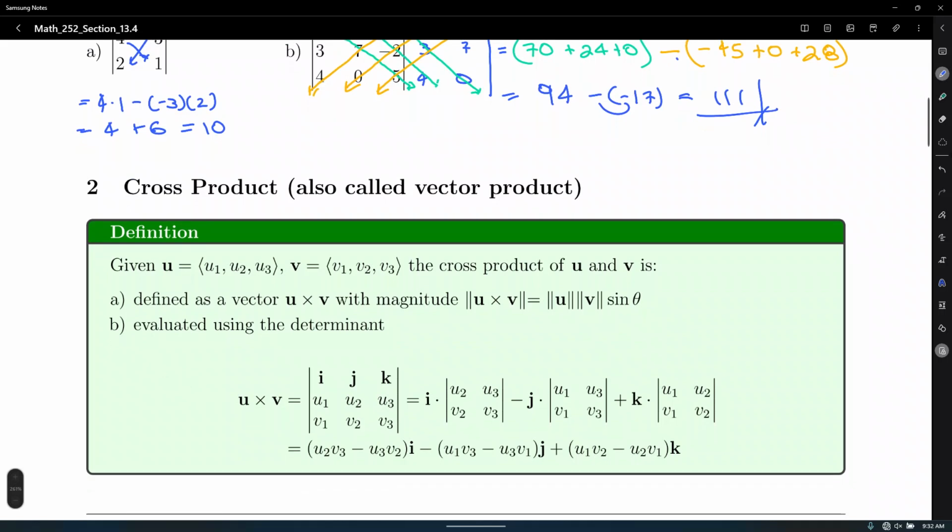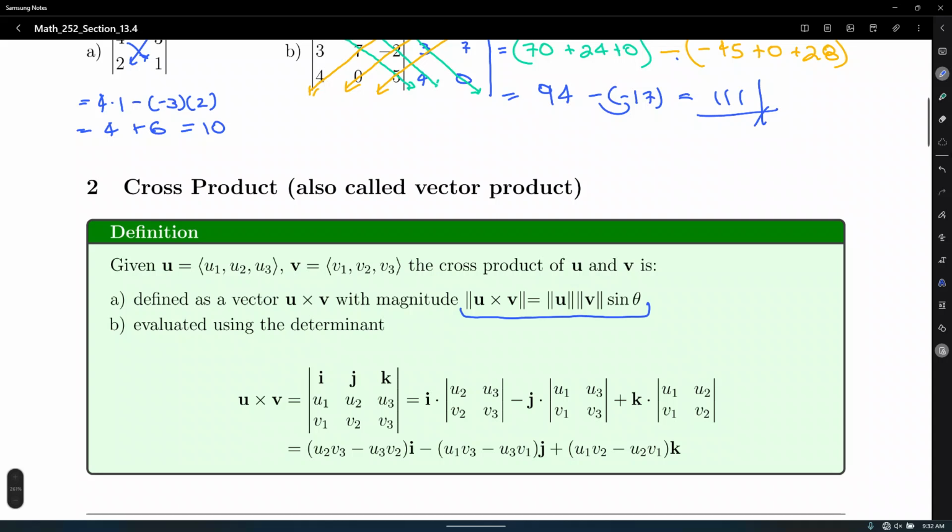Okay, so if we're given two vectors u1, u2, u3 and v1, v2, v3, the cross product has two definitions. In a similar way that we got a definition in terms of trigonometry, however, in this case, it's going to give us the magnitude of the cross product, and it's going to involve the sine function, not the cosine function like in the dot product.